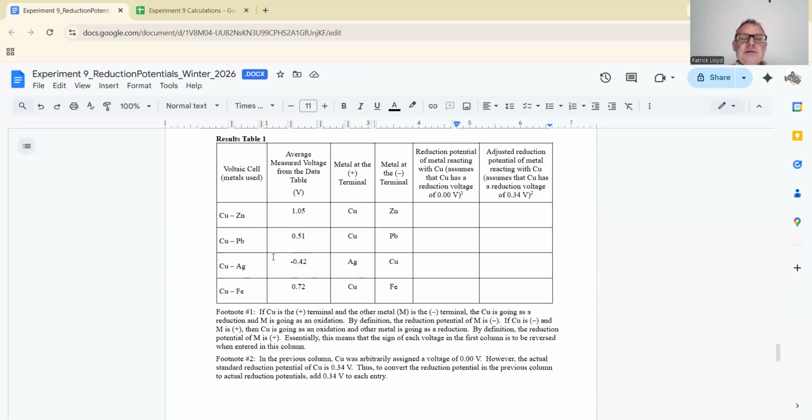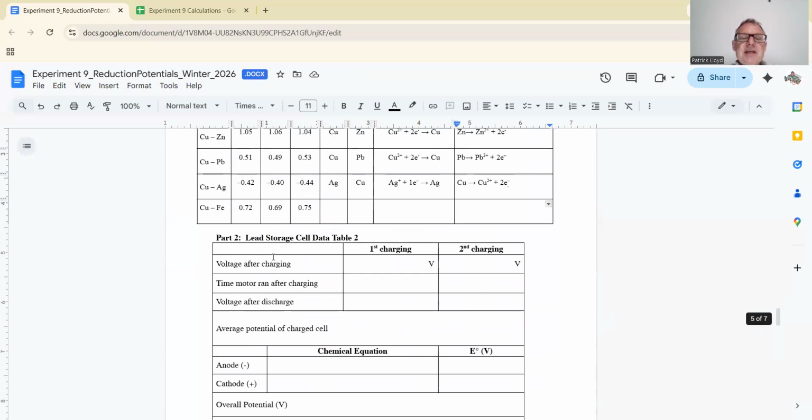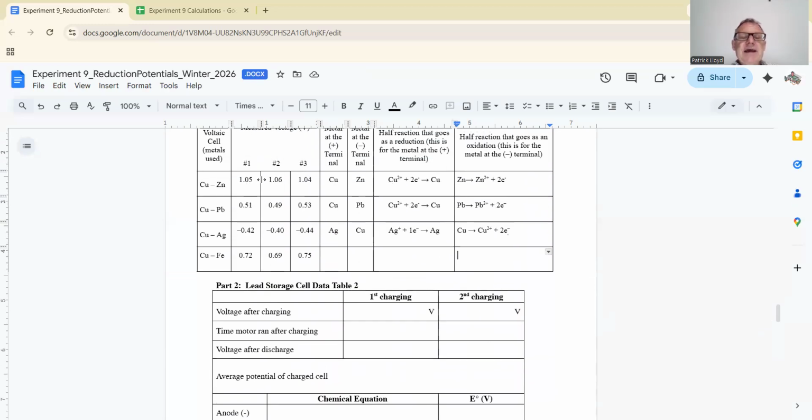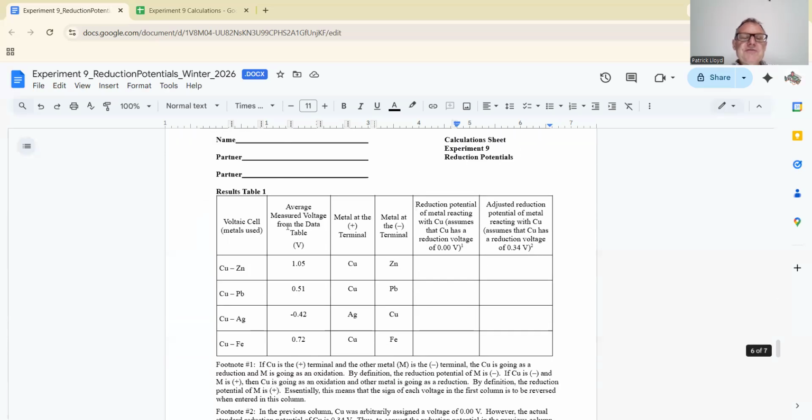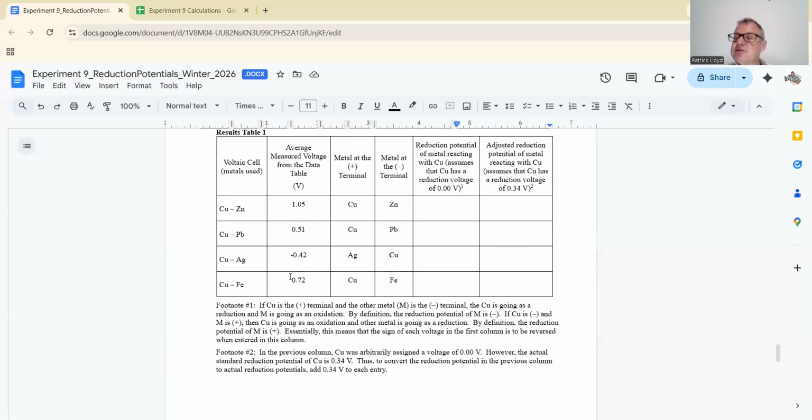Now, the averages. I've taken these values here. I've taken the average of these three, the average of these three for each of those differences, and I've written them in over here. These are the averages, right? Just add them up, divide by 3. Copper zinc 1.05, copper lead 0.51, copper silver negative 0.42, and copper iron 0.72. And again, I just copied these over here.